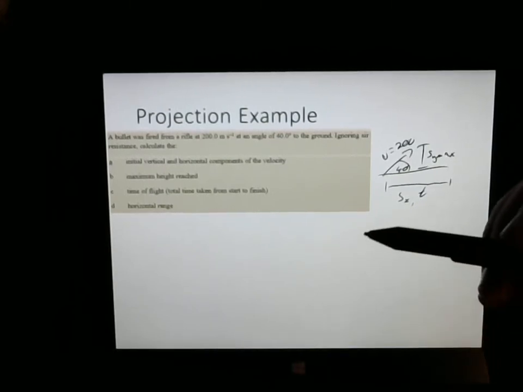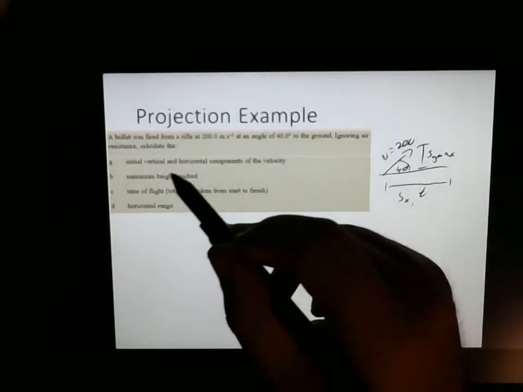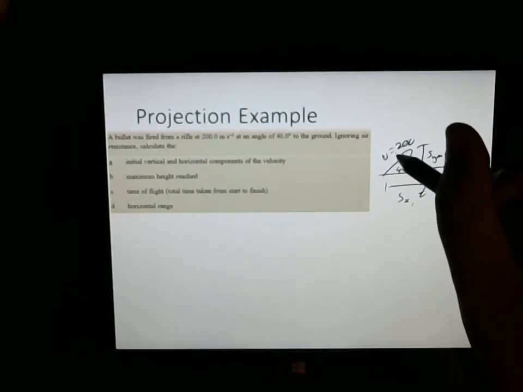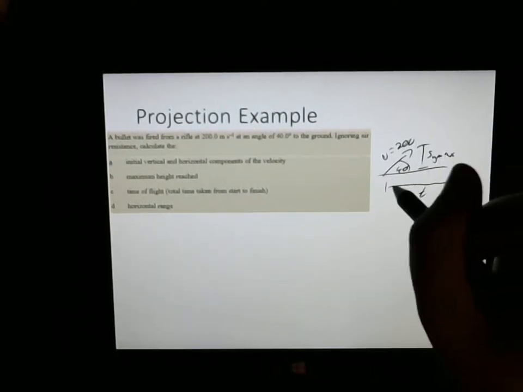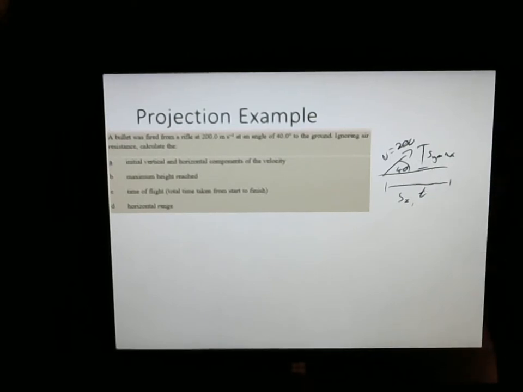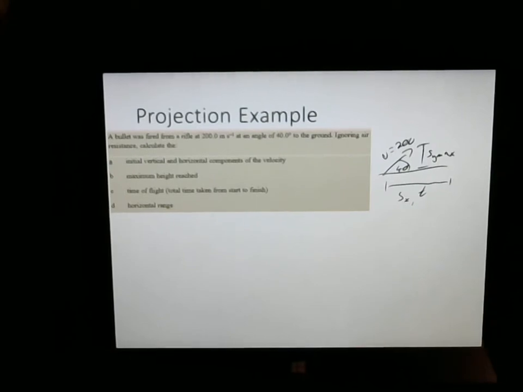Let's start off with this. So, to find the initial vertical and horizontal components, we have the initial velocity, but we don't know how much of it is to the horizontal, how much is the vertical. This is vector resolution, the terminology the textbook uses. We practiced it in the last video.